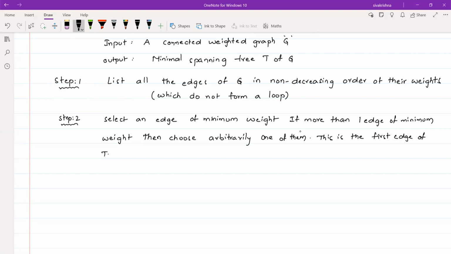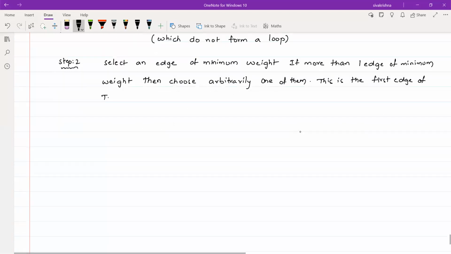Suppose we have a particular edge with weight 1, then we have to select it. Otherwise, if we have an edge with the minimum weight 2, then we have to select it. If we have more than one edge of the same minimum weight, then we have to select any one of them. So that is our second step. Coming to step 3.